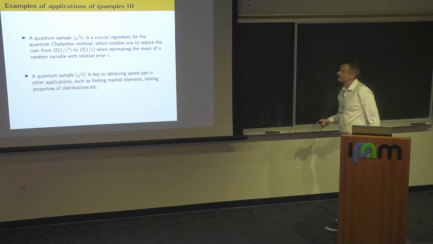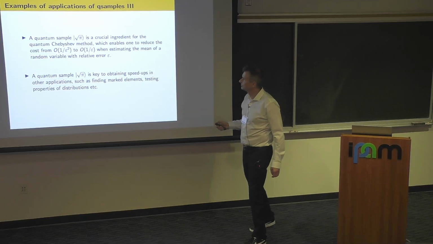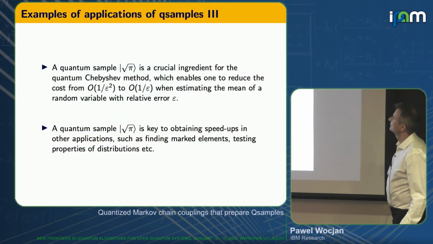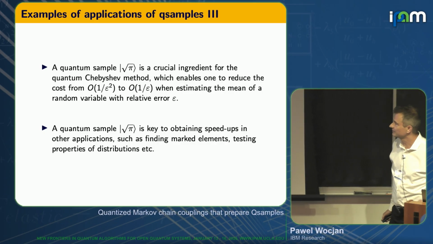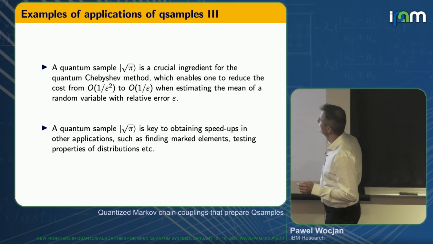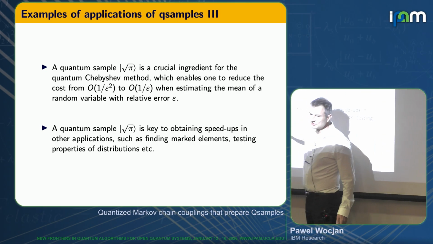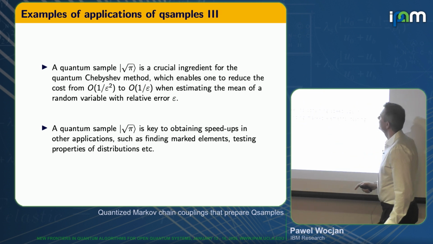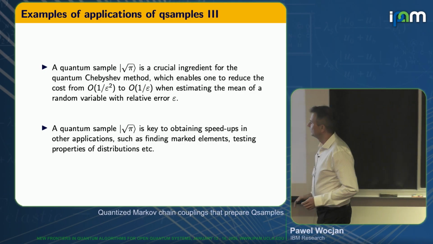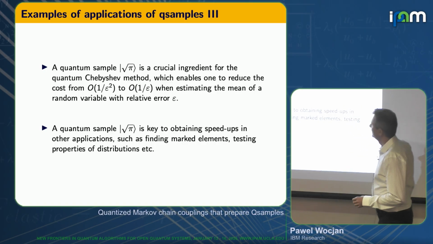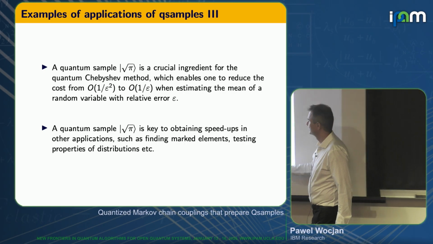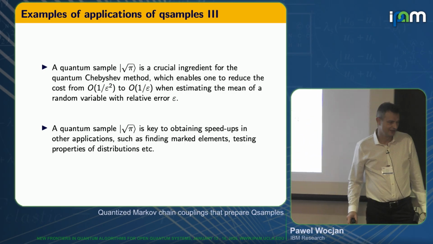Okay, and maybe some other algorithmic examples of Qsamples. This quantum sample is a crucial ingredient for something called the quantum Chebyshev method. This quantum Chebyshev method allows you to reduce the cost from 1 over epsilon squared to 1 over epsilon when estimating the mean of a random variable with relative error epsilon. And then there are some other applications of quantum samples, for example, obtaining speedups in other applications such as finding marked elements and testing properties of distributions.